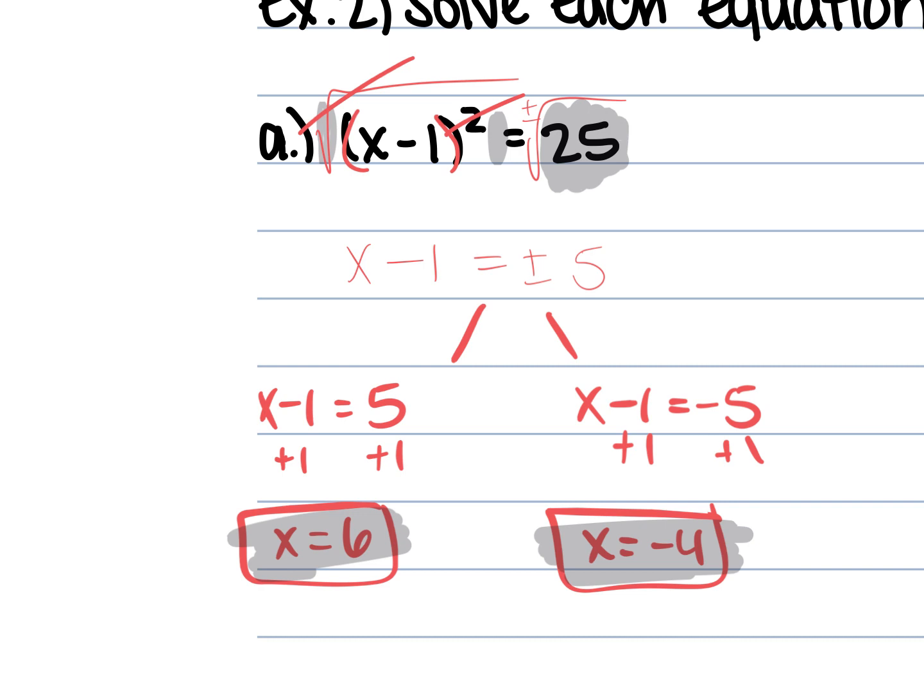What do you think the most common mistake is for this type of problem? Forgetting the plus or minus, that's one of them. A lot of people put x plus 1. A lot of people start this problem by adding 1 to both sides. You can't do that because the minus 1 is part of your base. You have to get rid of the square before you can add 1 to both sides. Are we clear on that?